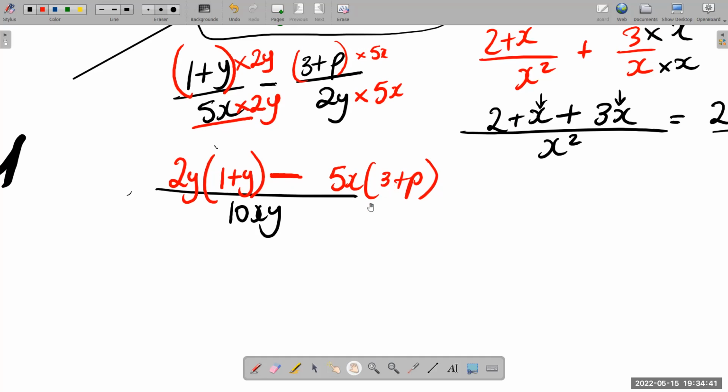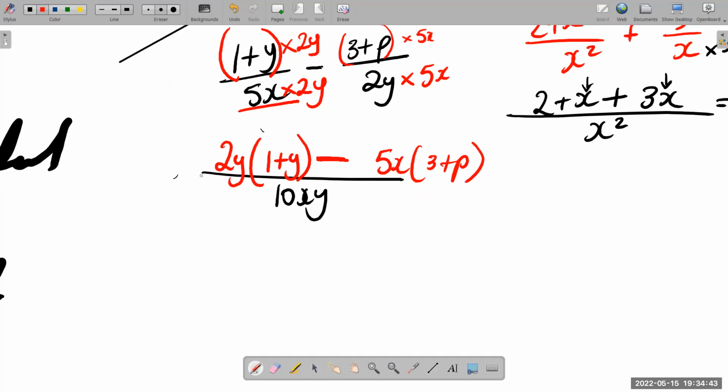Everybody with me? So let me work it out so we see. So we're going to get 2y plus 2y squared when I expand this.